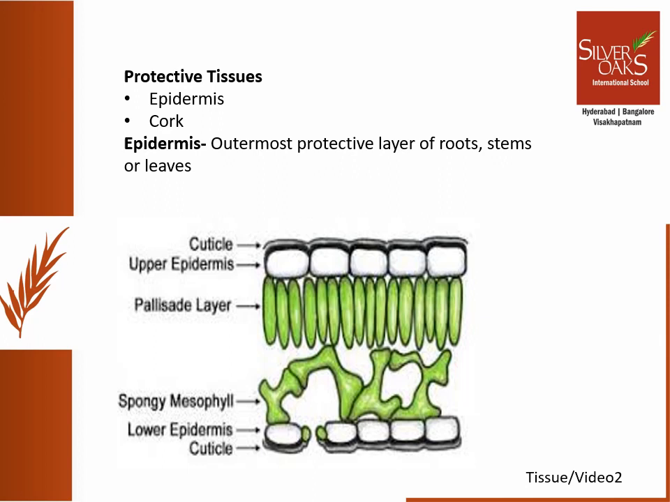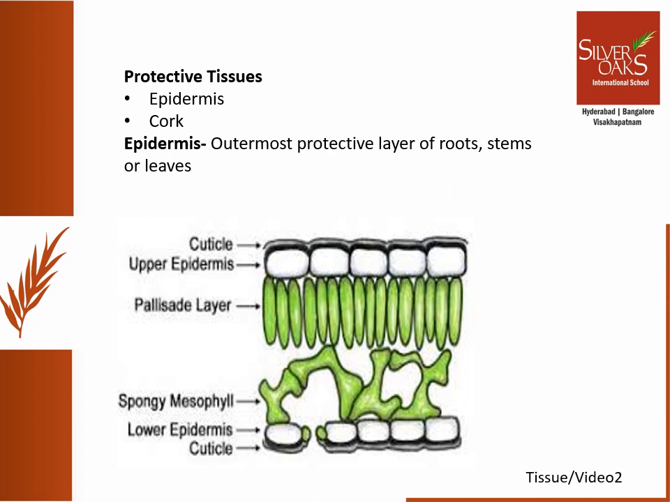Now, since the role of epidermis is protection, they form a continuous layer without any intercellular space. But if we carefully observe the epidermis of the leaf, we will note that in the lower portion of the epidermis, there are some pores. You must have learned about them in grade 7 and 8. What are these pores called? These pores are called stomata.